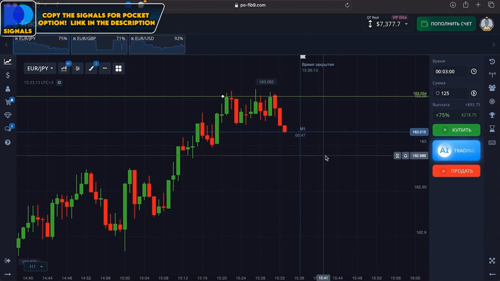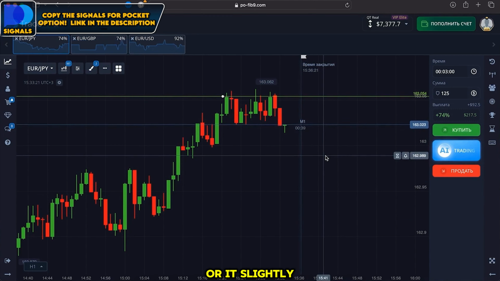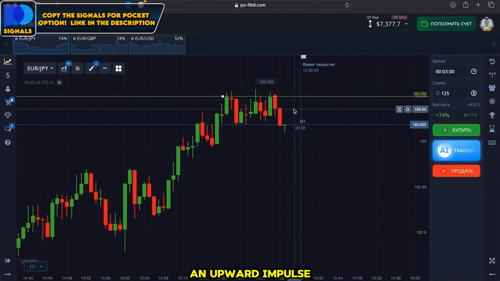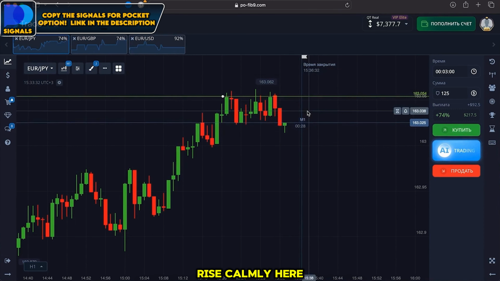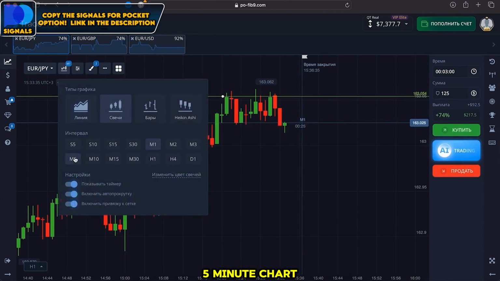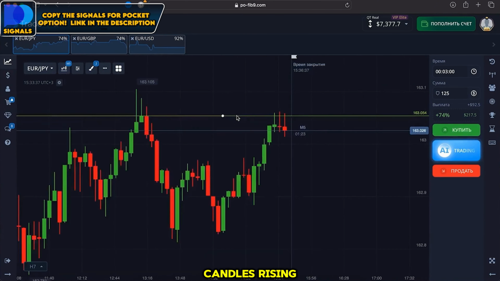Approximately like this, because if the trend reaches the maximum, it usually either enters a small flat where the price bounces back and forth, or it slightly retraces and then gives an upward impulse, or we have a breakout of this maximum. So right now, if it breaks through, several candles will rise calmly here. On longer intervals, say on the 5-minute chart, we will definitely see about 3 candles rising.